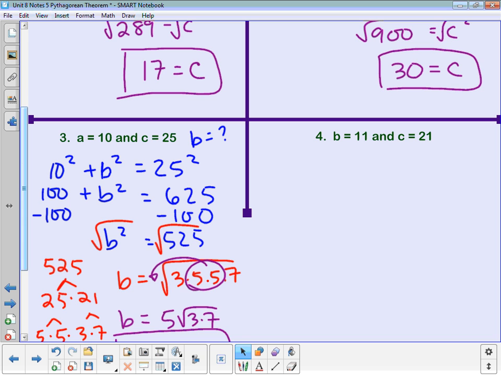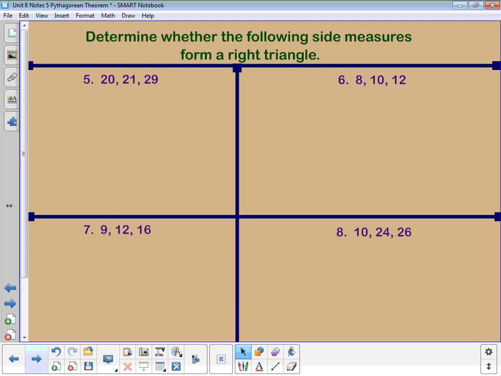Let's move down to number 5. In 5 through 8, we're supposed to determine whether the following side measures give us a right triangle. So these are those Pythagorean triples that we were talking about. I need to drop all of these into the Pythagorean theorem and see if they work out for me. Now, one thing to keep in mind is that the longest side is always the hypotenuse. So I need to look at the 3 numbers I'm given, in this case, 20, 21, and 29, and find the longest side. The longest side is 29, so that has to be my C.